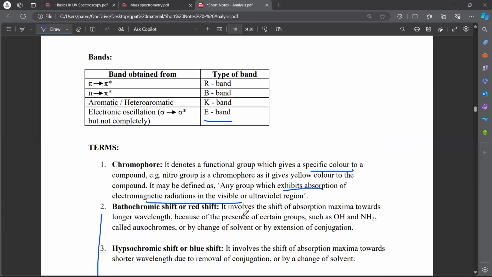First one is the bathochromic shift, which involves the shift of the absorbance maxima towards the longer wavelength, in the presence of certain groups called auxochromes, by changing the solvents, or by extension of the conjugation. The increase in the conjugation leads to a decrease in the energy required for the excitation and an increase in the wavelength.